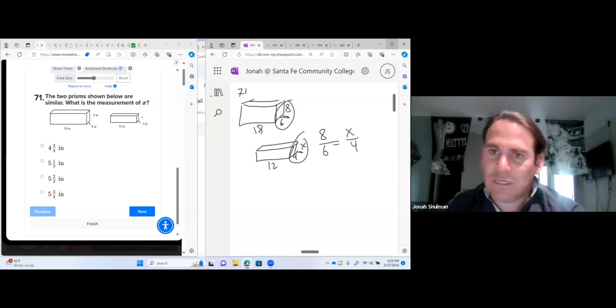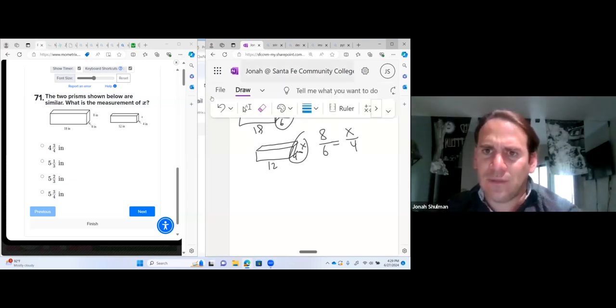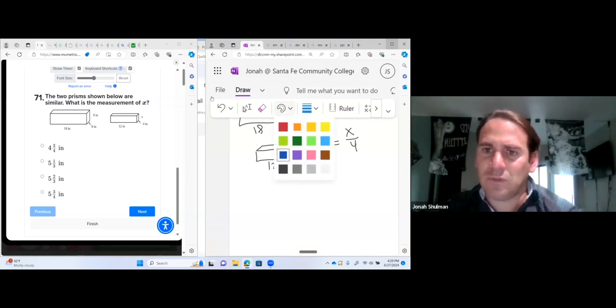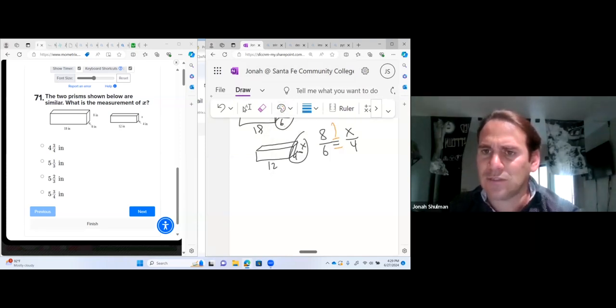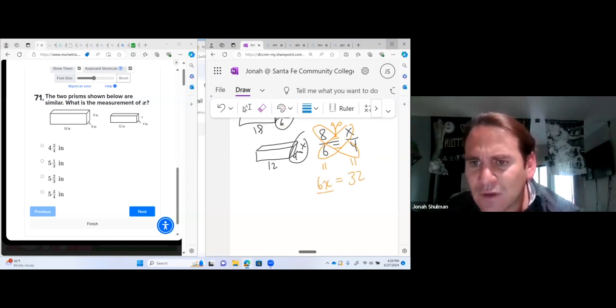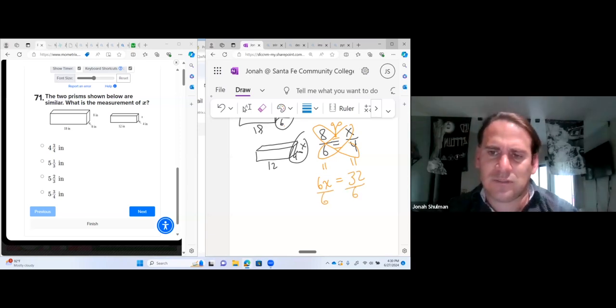If you don't have it written out, it's going to be harder to do. There's a bunch of ways to do this, but this is the way my students always remember it. I'm going to draw a thorax, some antennae, and butterfly rhymes with cross multiply. So 6 times x is 6x. 4 times 8 is 32. Divide by 6, divide by 6.